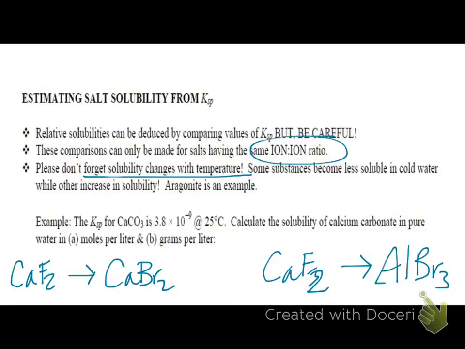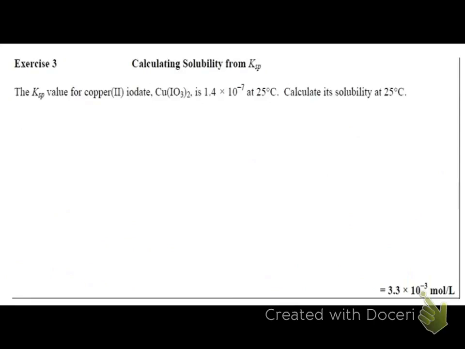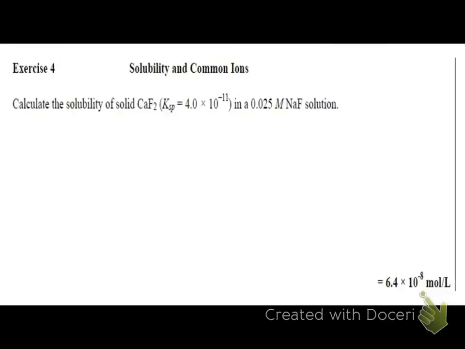Okay, so let's go on and do our first example. So we have the KSP value for copper 2 iodate, and they give us that, and it says calculate the solubility at 25 degrees Celsius. Okay, so we have our KSP value, but we don't have our molarities or our concentration, so we're going to need, you guessed it, an ICE table. So we're going to do our dissociation.